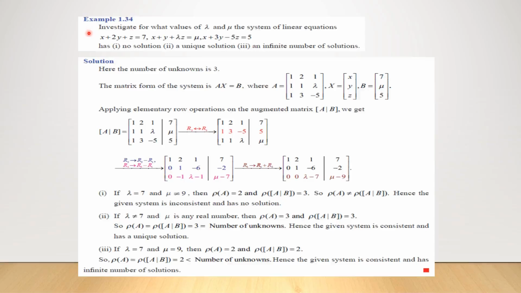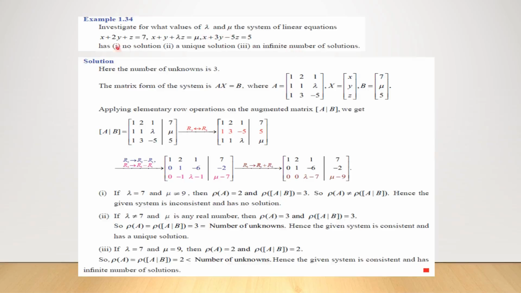Next, we are going to see example 34. This kind of sum will be asked in your exams for 5 marks. So, listen carefully. Investigate for what values of lambda and mu the system of linear equations has no solution, a unique solution, or an infinite number of solutions. There were 3 equations given with the variables lambda and mu also.